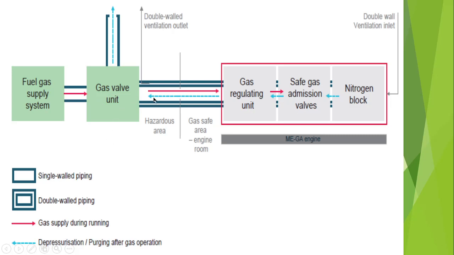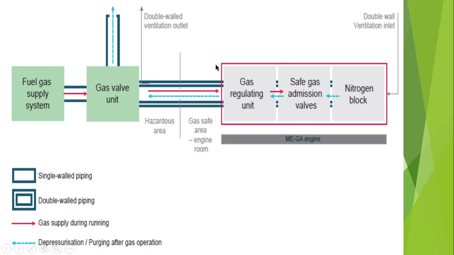The light blue color indicates the nitrogen block. When the whole system is not using gas, meaning after the gas admission engine is shut down, the whole line is purged. This is done by the nitrogen block. It consists of nitrogen which purges everything from here, and it exits out from this point. So this is how it works.